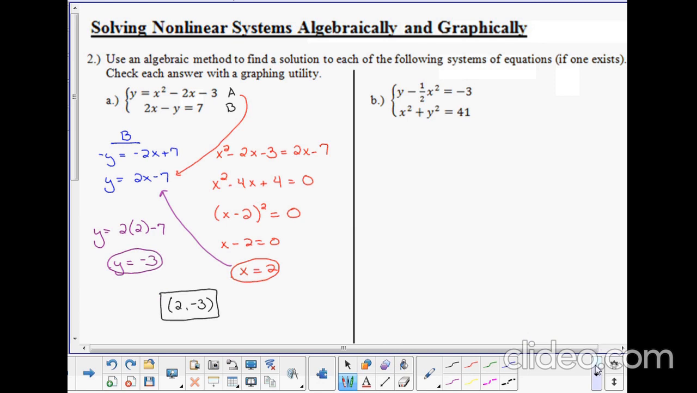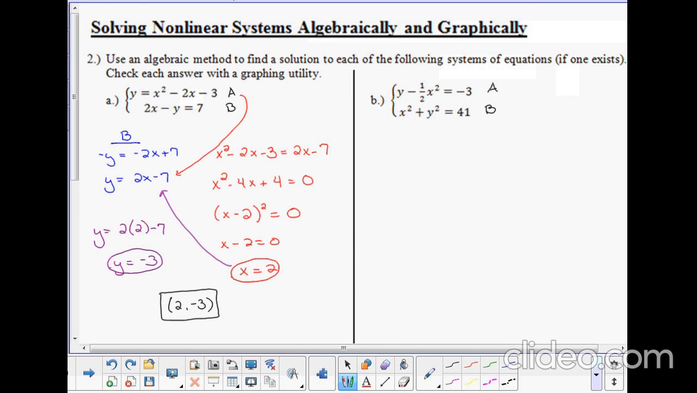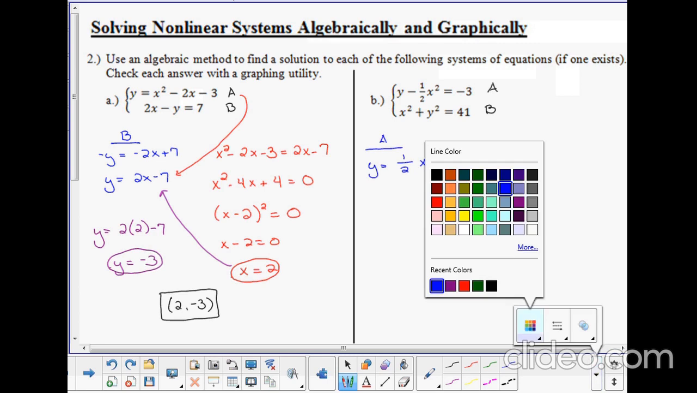Example B. I'm going to, again, title these equations A and B. And I want to, again, solve this algebraically, so I'm going to substitute. In this case, neither y nor x has been isolated in either equation. I'm going to go ahead and rewrite them. So I'm going to rewrite a by adding 1/2 x, and this one should be easy for us. Y equals 1/2 x squared minus 3.